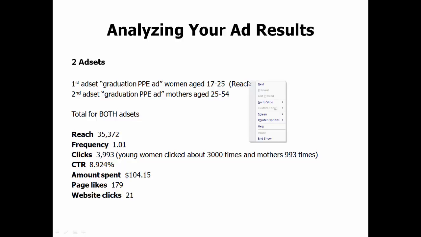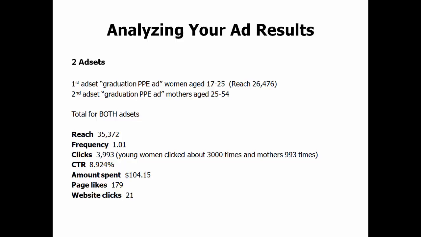But by closely reviewing my numbers here, I can uncover the more important statistic. The product sells more often to the group of mothers than to the younger crowd. In this case, 3 times more often. These have been the best sellers out of the group. The young women clicked about 3,000 times, and the mothers 993 times. The amount I spent on both of the ads was pretty much the same.